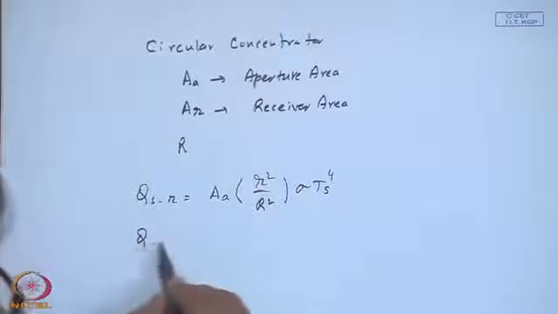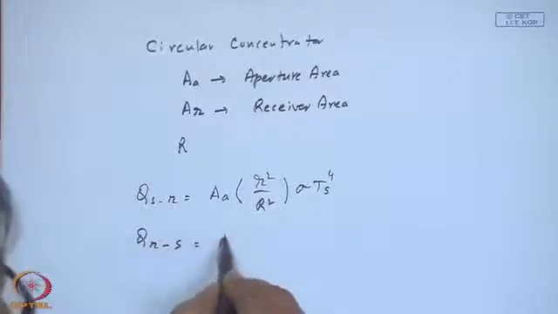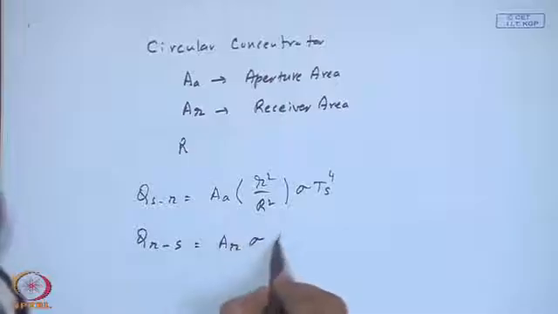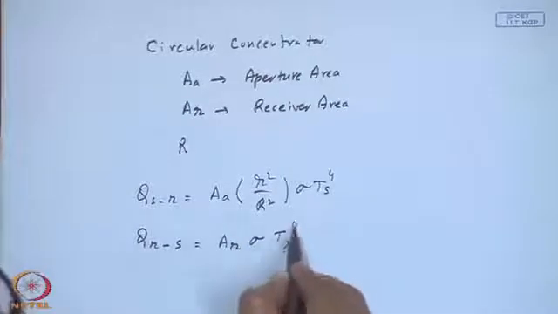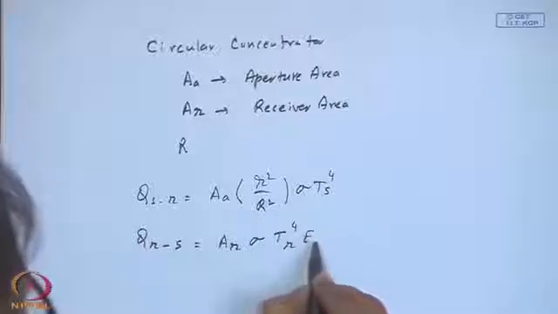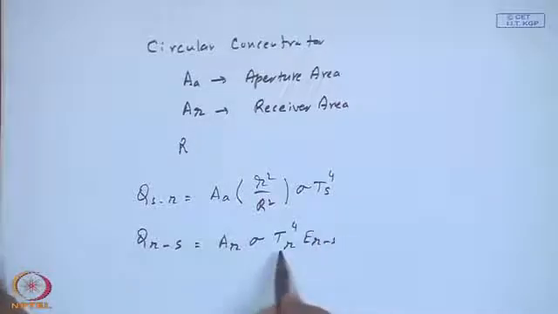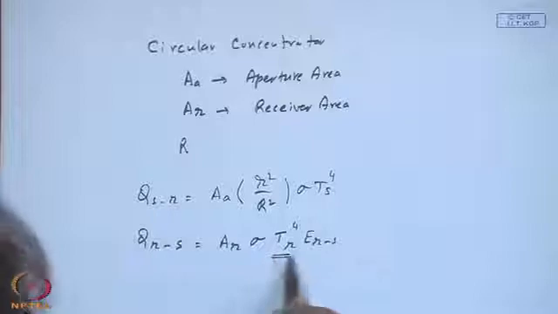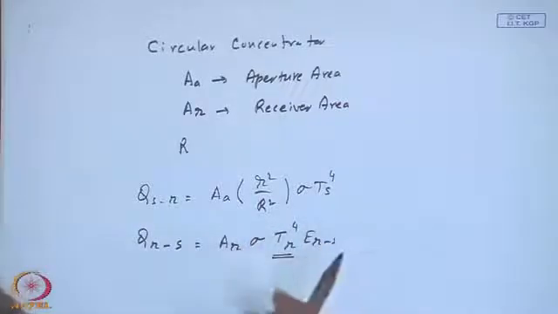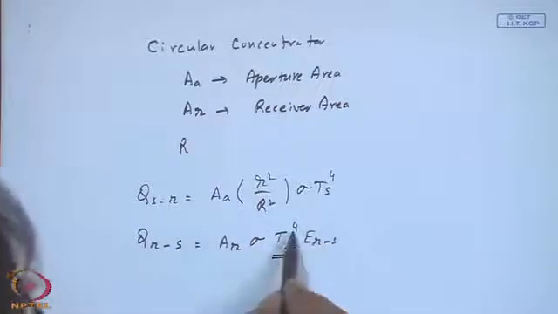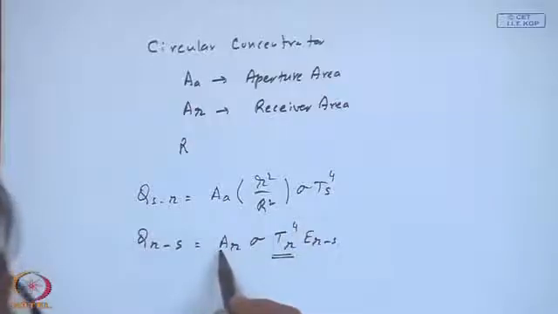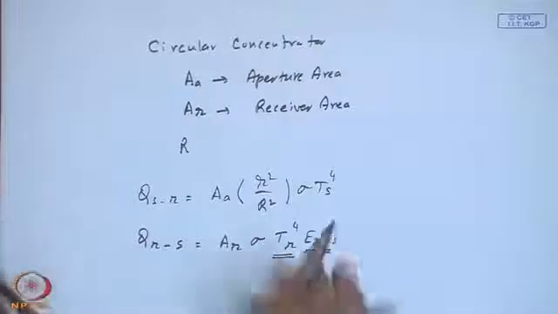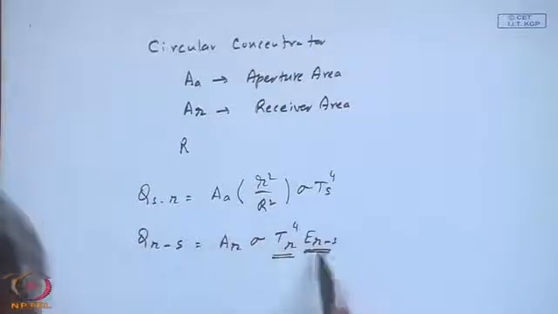So, if we write the emitted energy from the receiver to the sun, it will be A r sigma T r to the power 4 into E r s. If T r is the temperature of the receiver, it emits, assuming it to be a perfect emitter, sigma T r to the power 4 multiplied by A r, the area of the receiver, and a fraction of it, the view factor, will be reaching the sun.